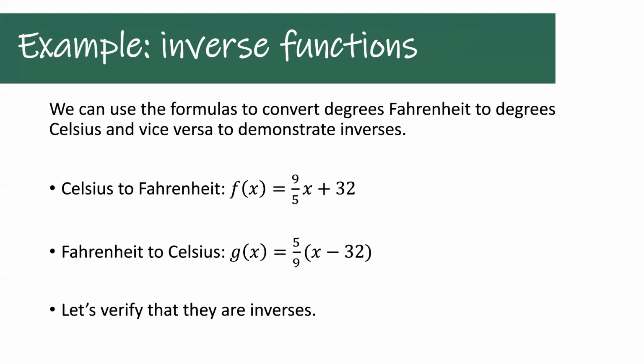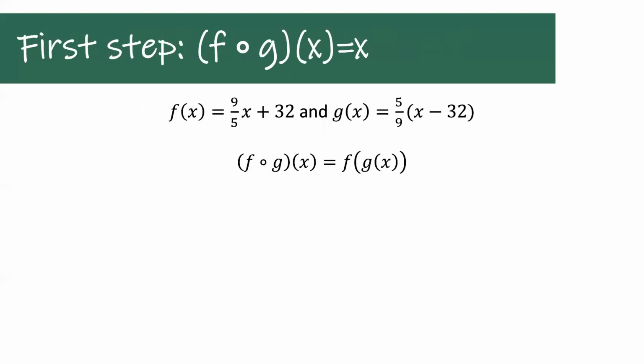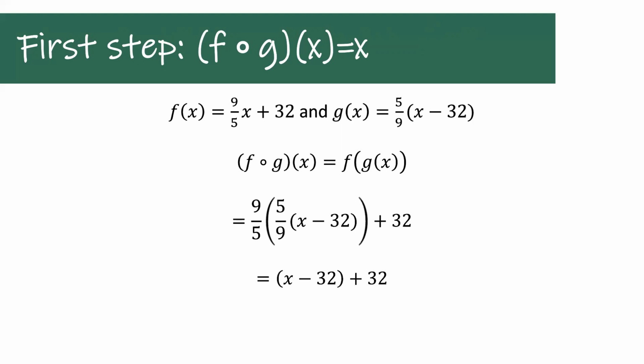Our first step is going to be to find f of g of x. So f of g of x can be found as 9/5 times 5/9 x minus 32 plus 32. Take a moment, make sure that makes sense because that's a lot of numbers. But if you look, we're just plugging in g of x, so this quantity, right here where this x is in f of x. And now it's just a matter of basic algebra and arithmetic. We need to simplify that out and make sure that we get x.